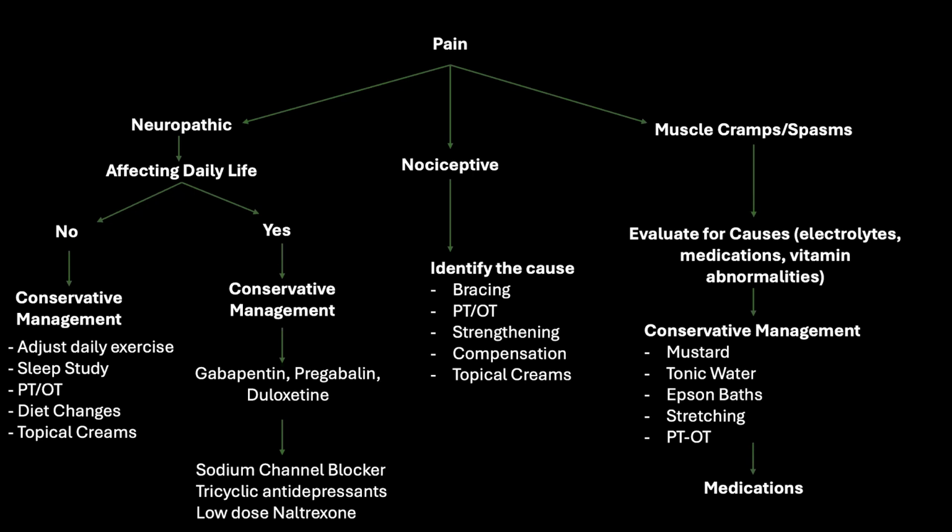Unfortunately, if it is continuing to affect your life and you're not doing well on conservative management, that's when we start thinking of adding gabapentin, pregabalin, or duloxetine. Generally, we start these medications slowly, and we may change out pregabalin for gabapentin depending on how you respond to it, and may add or subtract duloxetine depending on how you respond to it. Oftentimes, I find that the patients that come to me have usually been on these medications for several years.